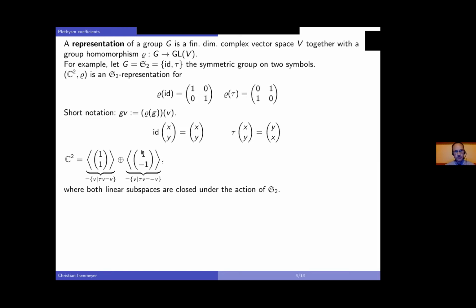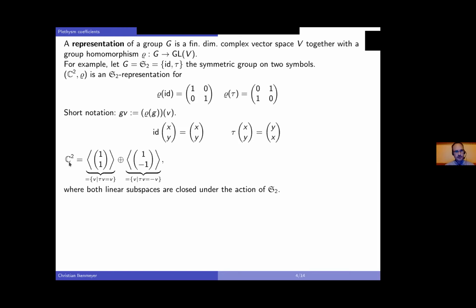And here is another one that has a similar property, but slightly different. So if you take the vector (1,-1), and you apply tau, it actually switches sign. But the whole linear subspace is fixed under the operation. It's just the points are moved, right? They're permuted. But other than that, this one is also closed under the application of tau.